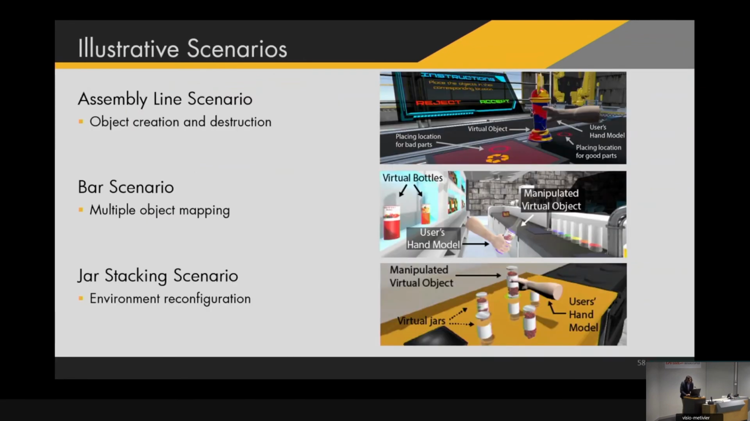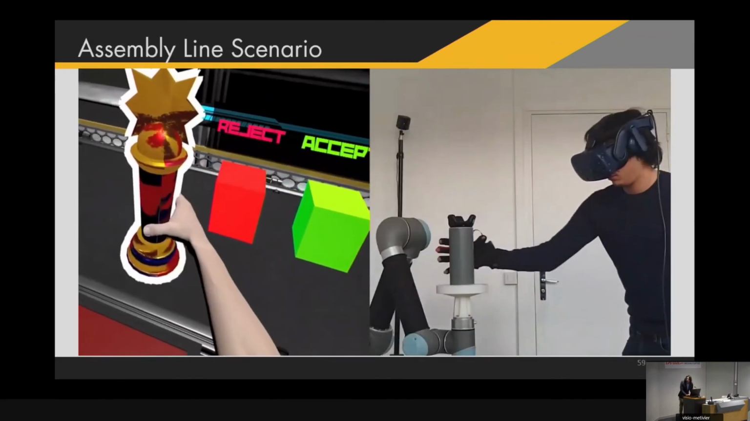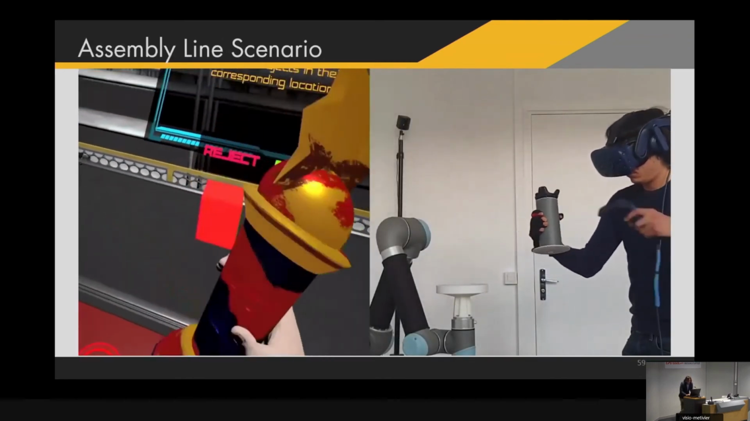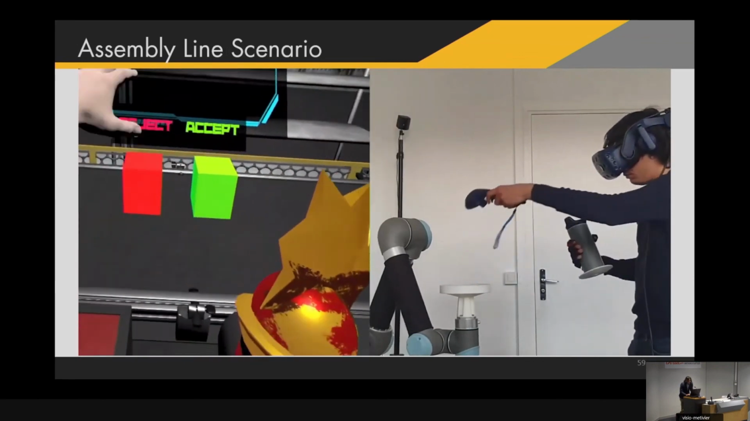We have three illustrative scenarios for depicting Alfred's key features. The first is an assembly line scenario for depicting object creation and destruction, multiple object mapping for the VR scenario, and a yard stacking scenario that I previously showed you for a virtual environment reconfiguration. So the assembly line scenario basically consists of having an object that can be rejected or accepted in an assembly line.